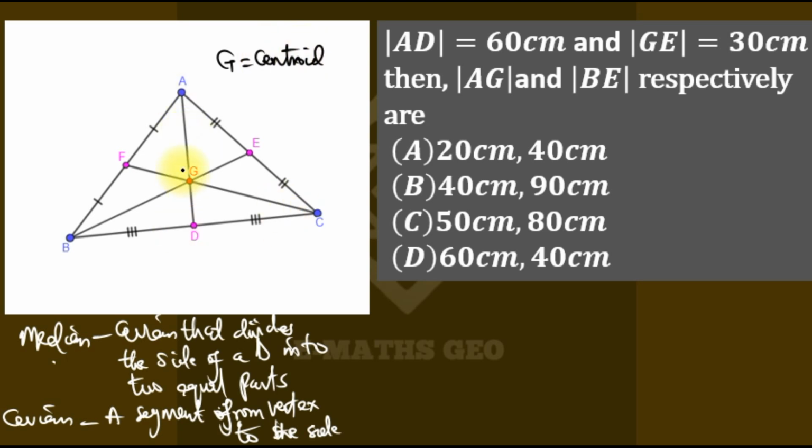So there is a property that if I call AD M1, then AG from the vertex here is 2/3 M1. I've proved it before. This is 1/3 M1. In the same way, if we call this M2, it's 2/3 M2 and 1/3 M2, and 1/3 M3 and 2/3 M3. So they're in the ratio of 2:1. So from there we can solve our equation.